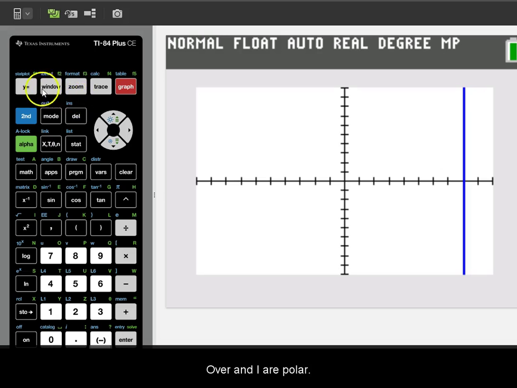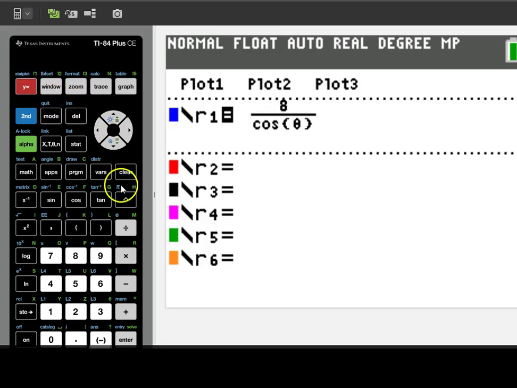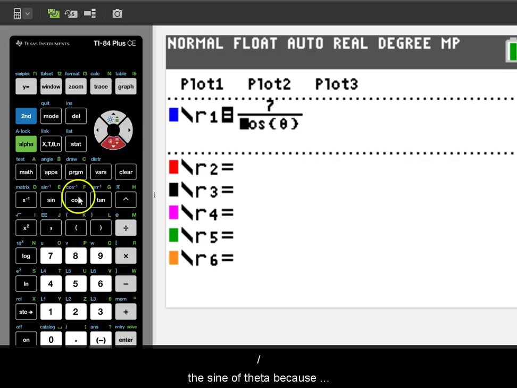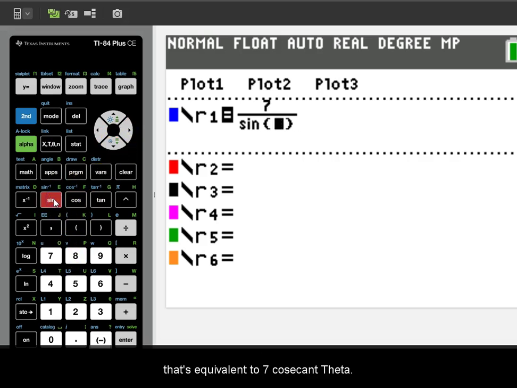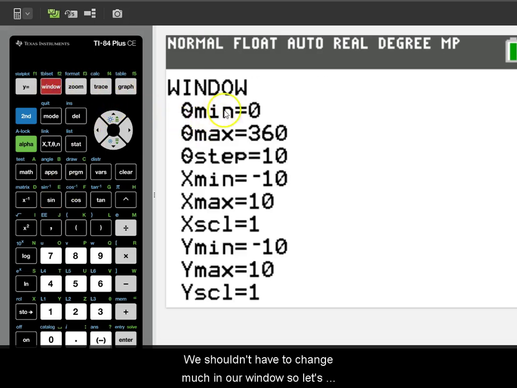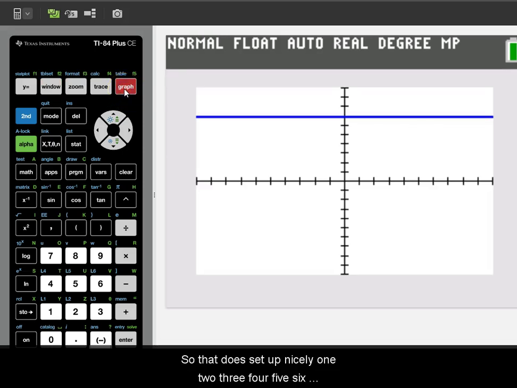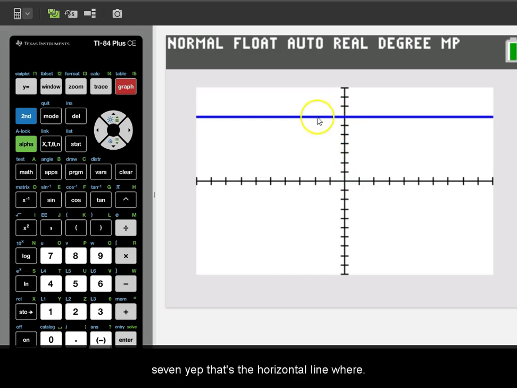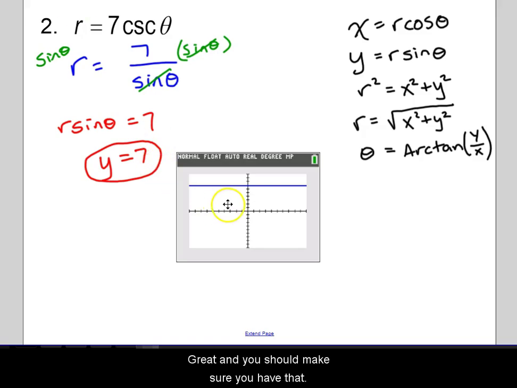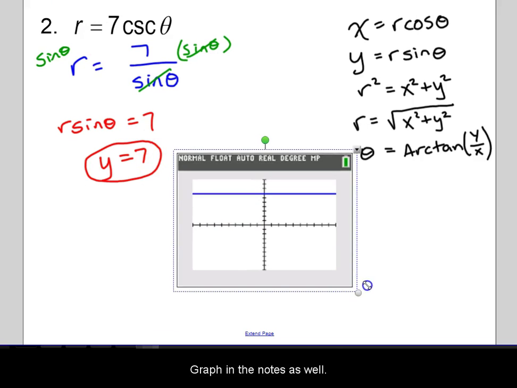Over in our polar graph, let's make this 7 over the sine of theta, because that's equivalent to 7 cosecant theta. We shouldn't have to change much in our window, so let's just hit graph. Okay, so that does set up nicely. 1, 2, 3, 4, 5, 6, 7. Yep, that's the horizontal line where y equals 7. I'll put that in the notes. Great, and you should make sure you have that graph in the notes as well.